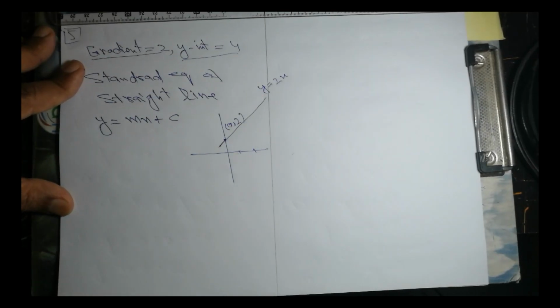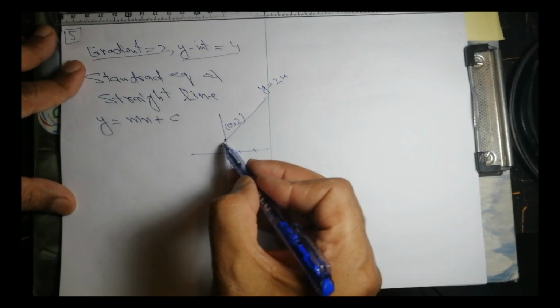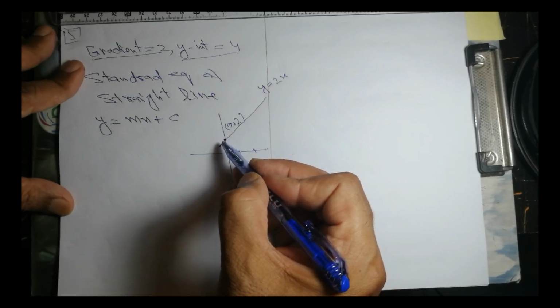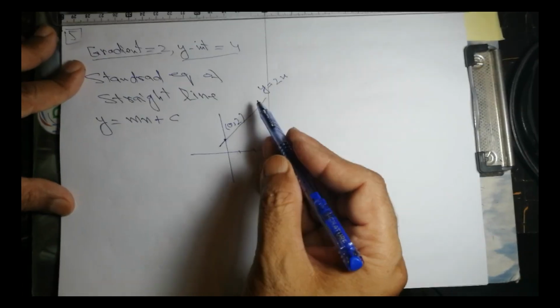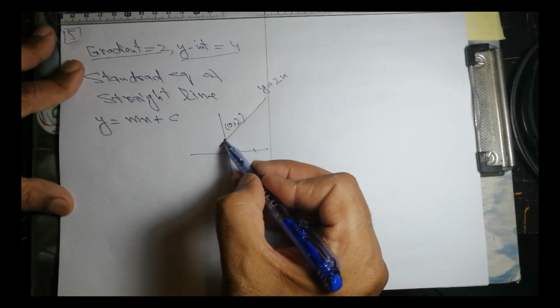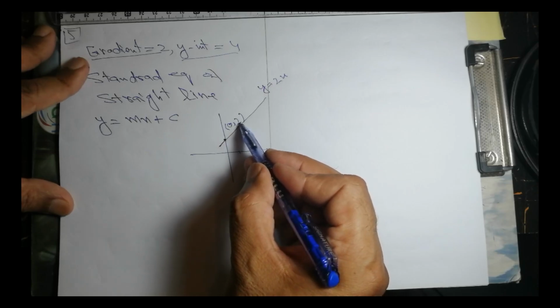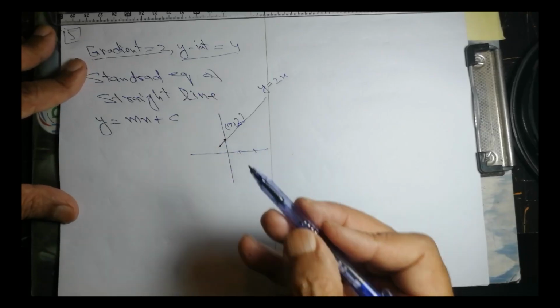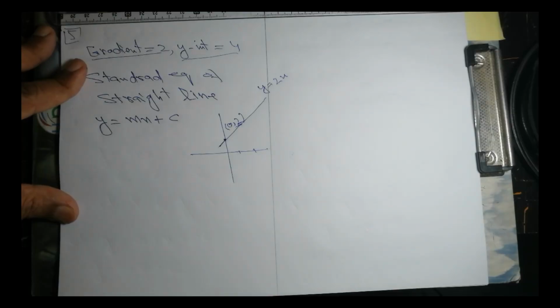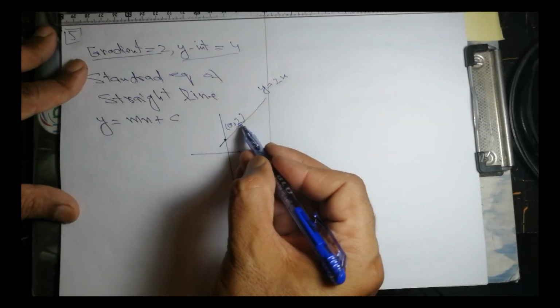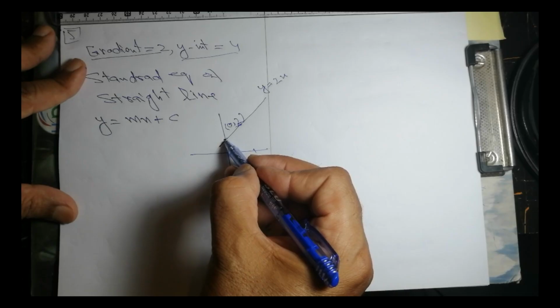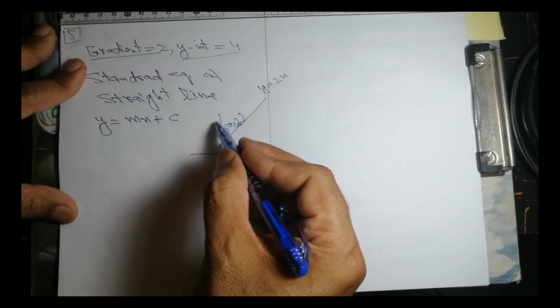So actually, what is a y-intercept? The y-intercept is the y-coordinate at which the line is intersecting the y-axis. So this line is intersecting the y-axis at a point whose y-coordinate is 2. So its y-intercept is 2. So what is intercept? Actually, intercept is the y-coordinate of a point at which it is intersecting the y-axis.